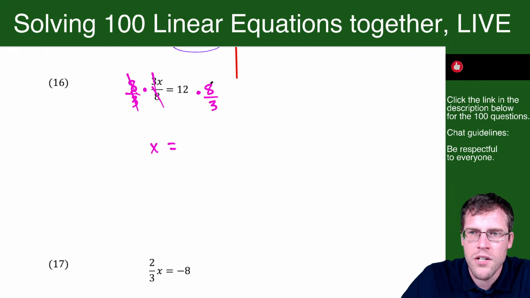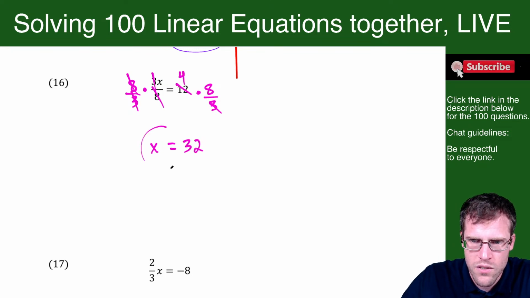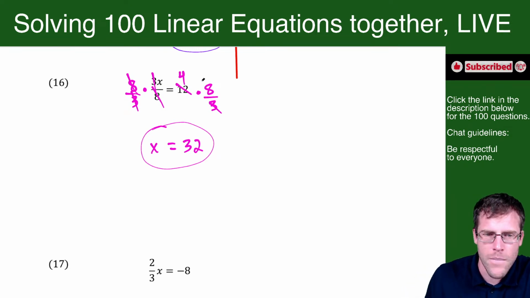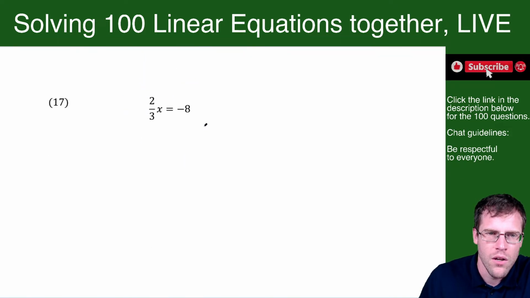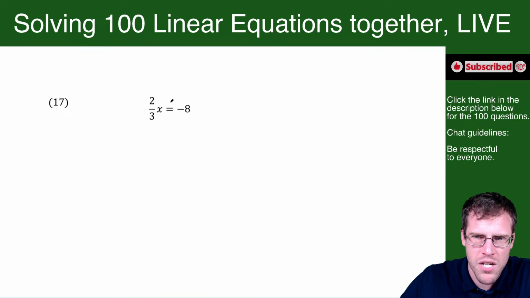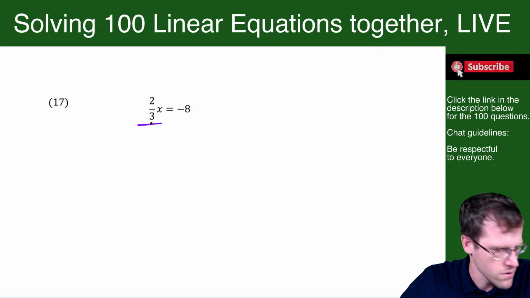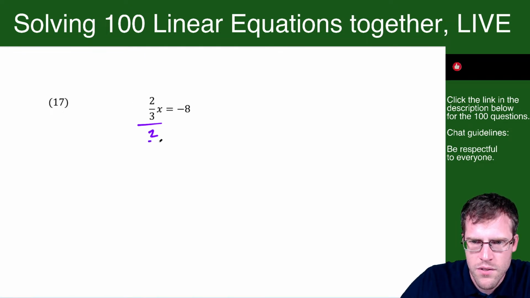Equals, and now I could do 12 times 8 is 96, or I could do 12 divided by 3 is 4. And then 4 times 8 is 32. Okay, so 16 should be 32. All right, cool. I like the cross-cancel method. I do prefer that more. So let's go back and practice keep, change, flip. So this one here, I'll divide both sides by 2/3. Okay, so 17, we're dividing both sides by 2/3.